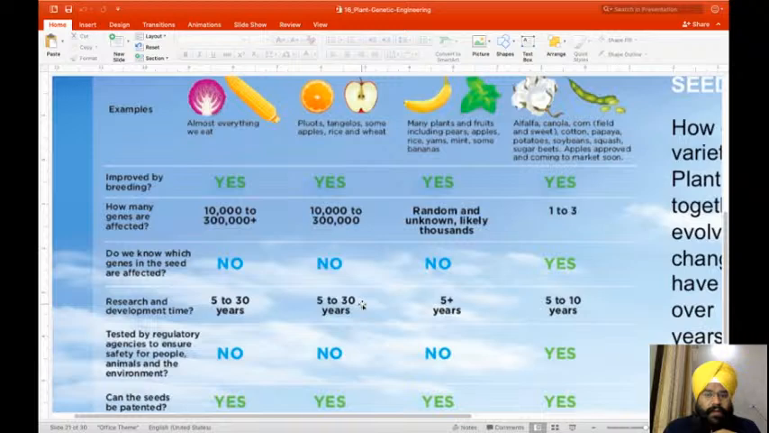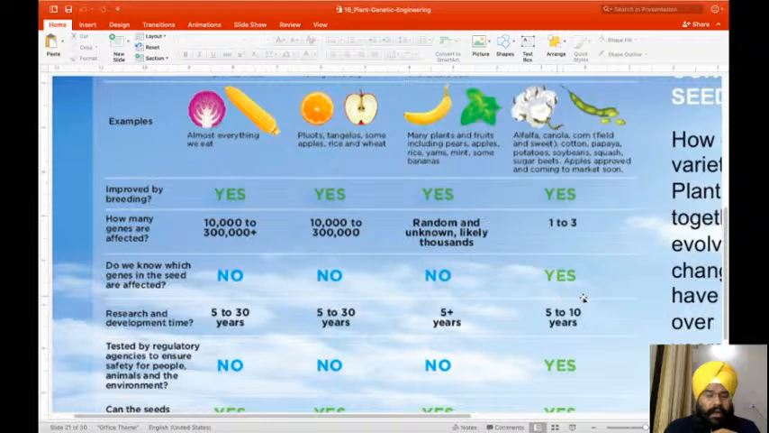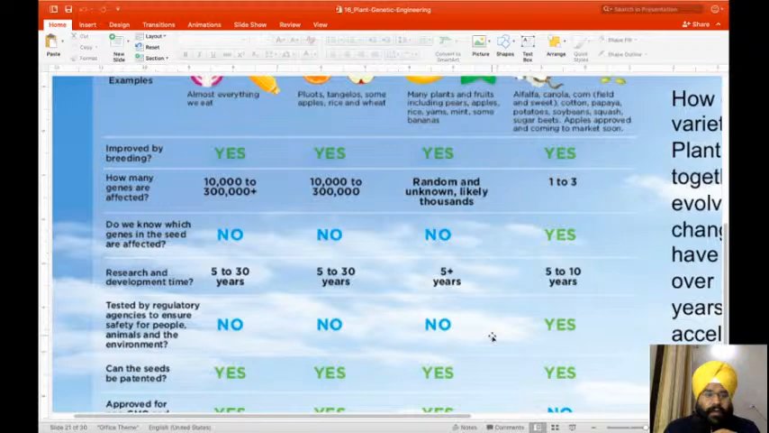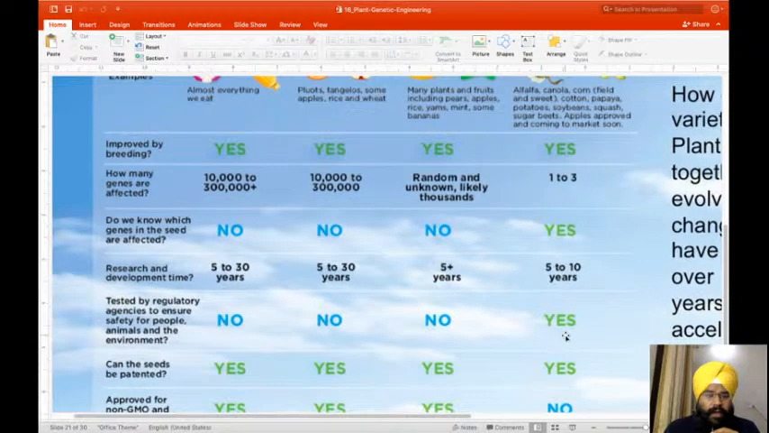Research and development time takes 5 to 30 years. Mutagenesis takes 5 plus years, and this also takes 5 to 10 years, a bit less time. They are tested by regulatory agencies to ensure safety for people, animals, and the environment. In the fourth case, yes, GMOs are being taken care of.